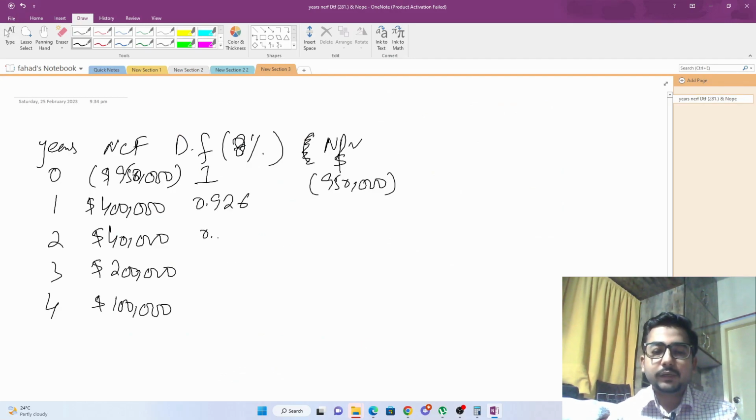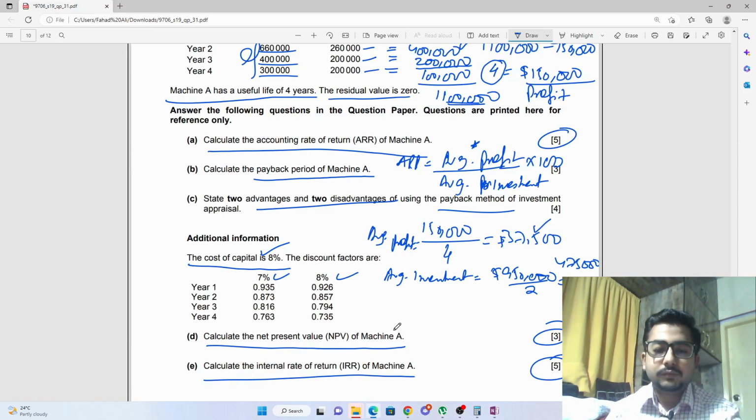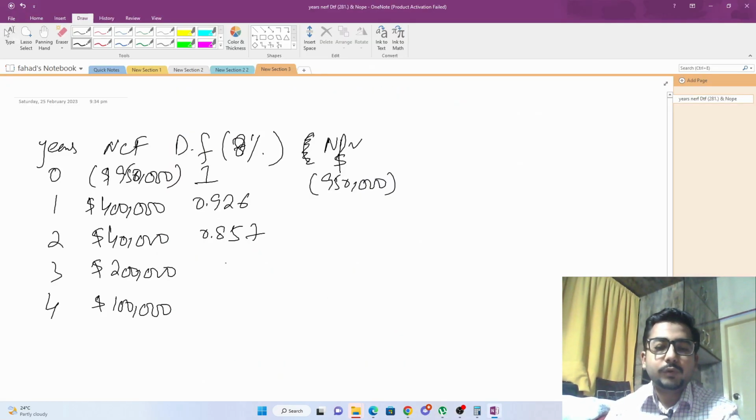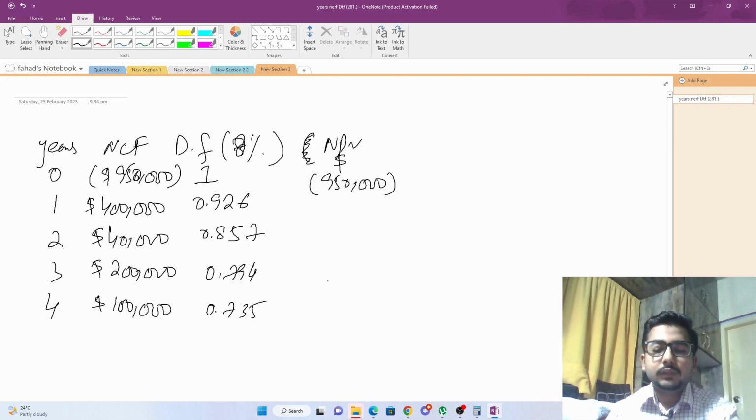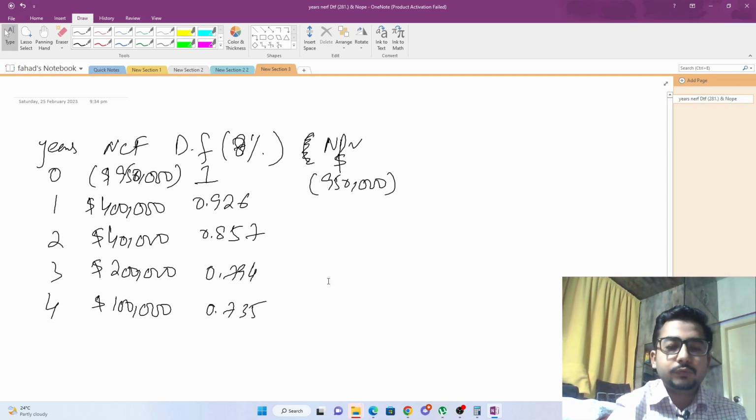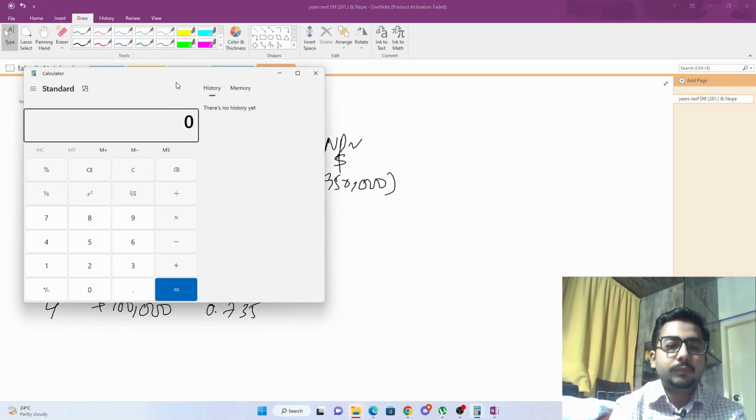0.926, 0.857, and the third one is 0.794. The fourth one is 0.735. Now I'm using the calculator in front of you so that you can see how I'm doing things.